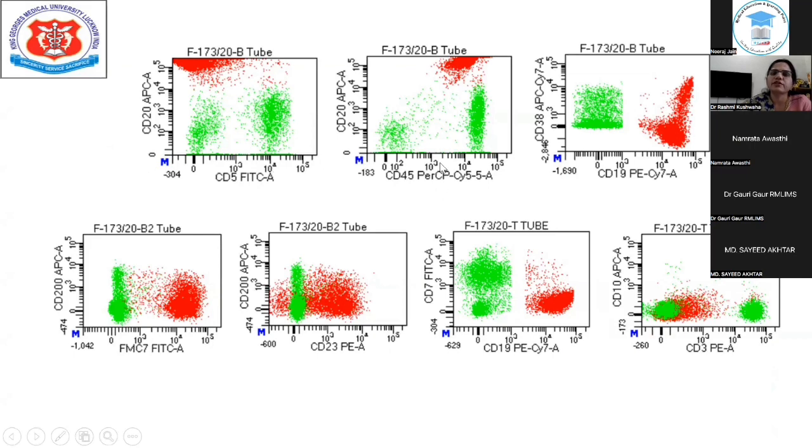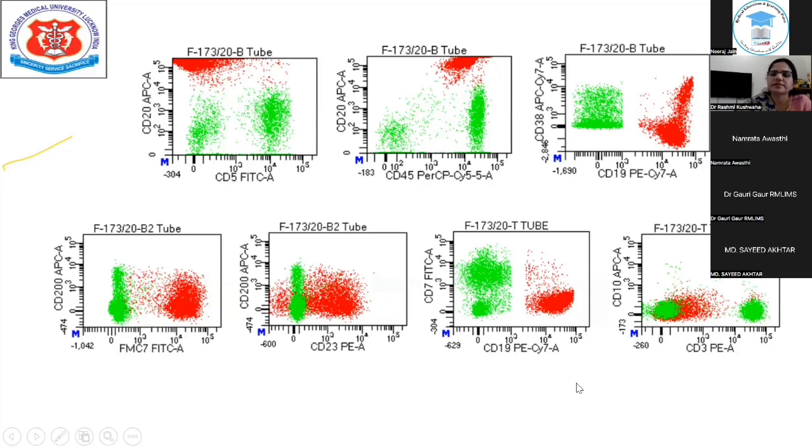They are bright CD45 positive. They are bright CD19 positive. And for CD38, there is a heterogeneous expression. We can see CD200 is absent, but FMC7 is very bright. There is bright expression of CD23. And of course, the T cell markers CD7 and CD3 were absent.